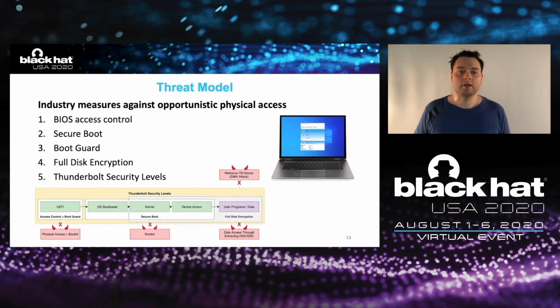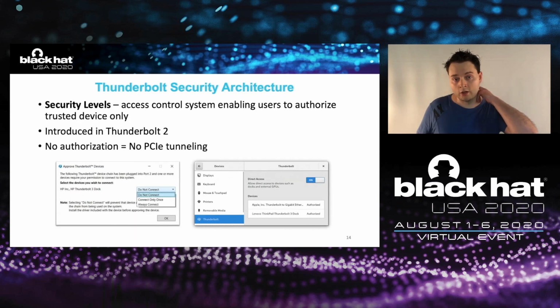Now, to counter the DMA attacks that we've seen in the previous slide, Intel introduced what they call Thunderbolt security levels. And these security levels are intended to protect the entire thing that you see right here. So let's dive a little bit deeper into the Thunderbolt security architecture. Security levels are really an access control system. If you connect a device to the laptop, then as a user you will see this pop-up right here. It will let you identify the device and then make a decision whether or not you would like to enable PCIe tunneling.